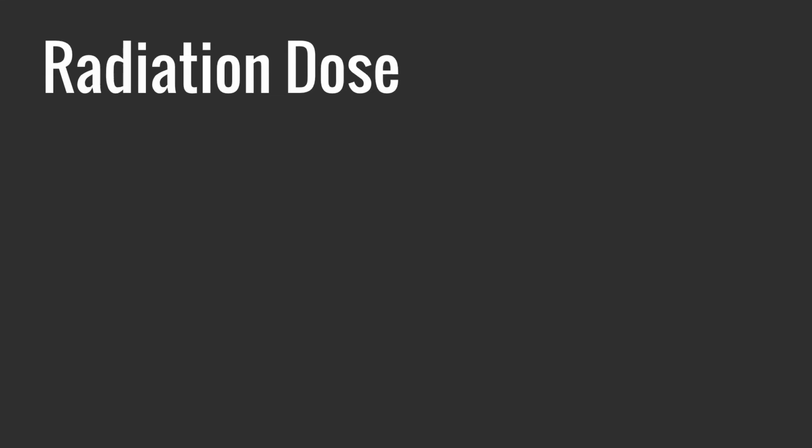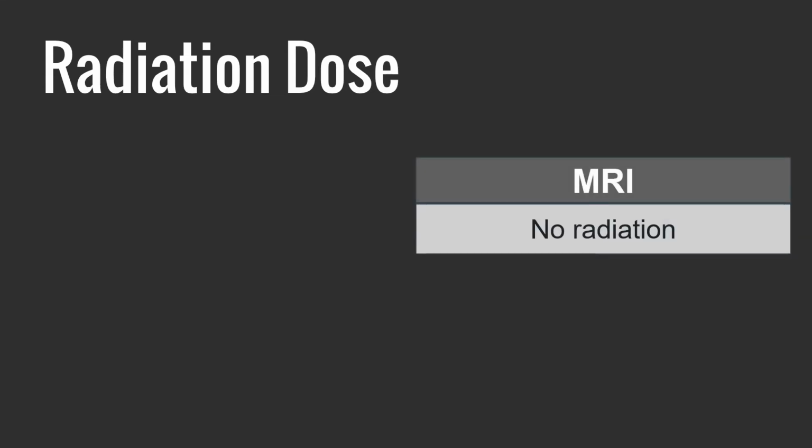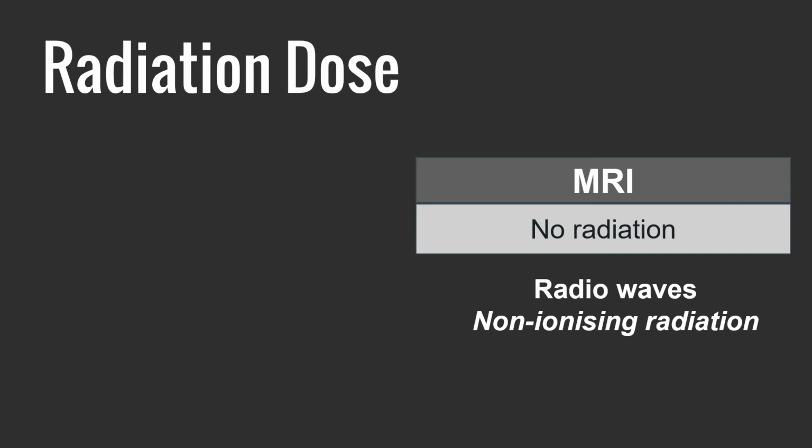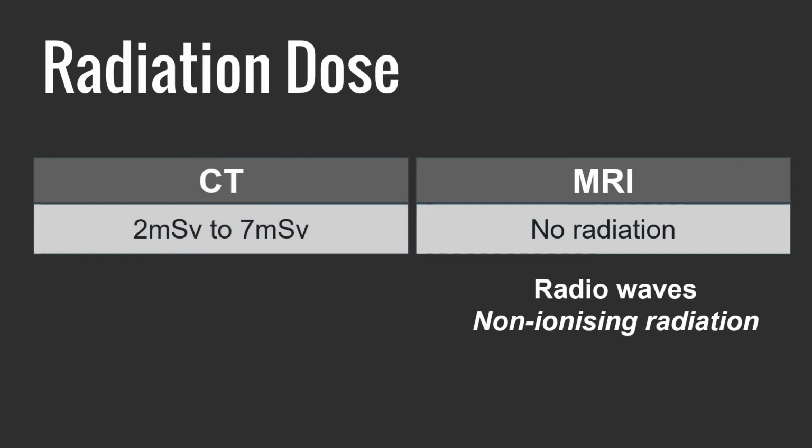Radiation dose. MRI does not use ionized radiation, therefore no radiation is received from the scan. CT does use ionized radiation, and the typical effective radiation dose is 2.1 millisieverts to 7 millisieverts, which is equivalent to 0.9 to 2.9 years worth of natural background radiation in the average person. So MRI is safer than CT with regard to radiation.